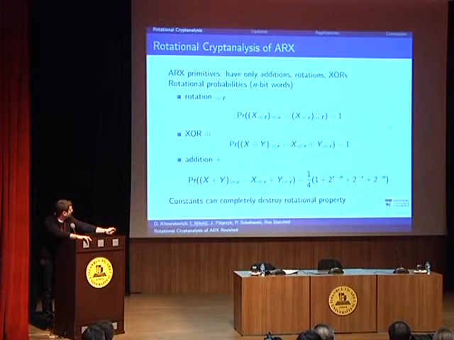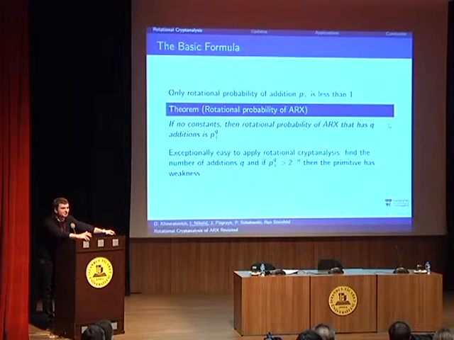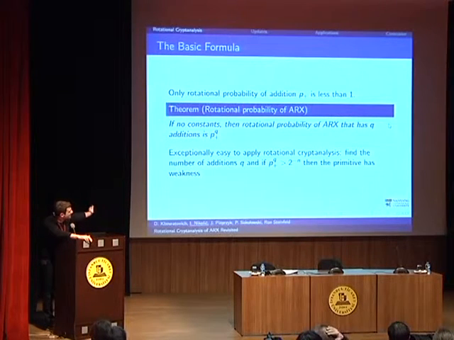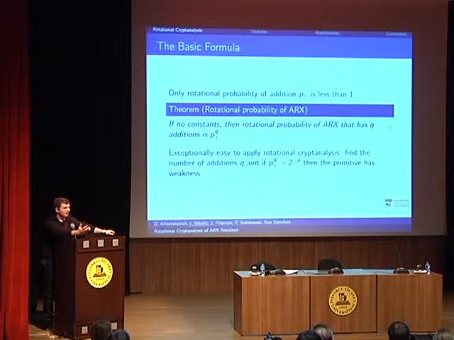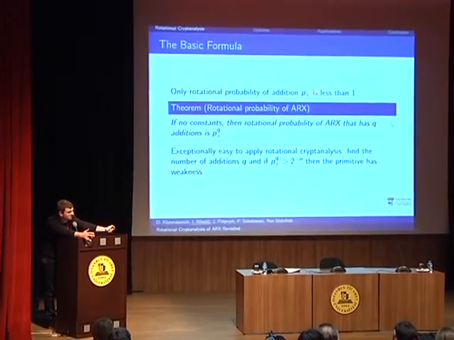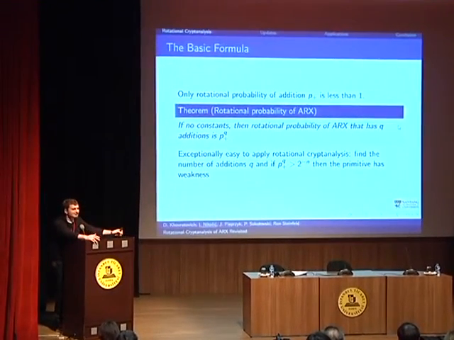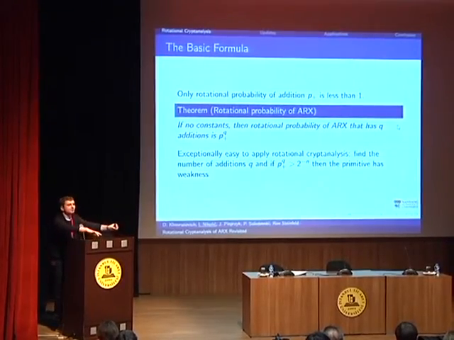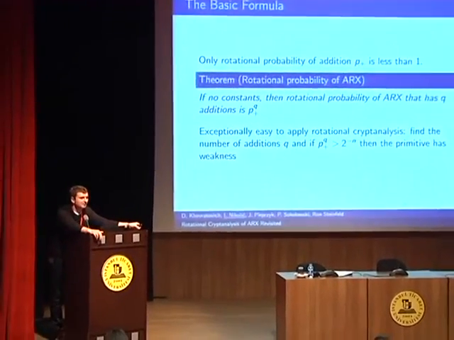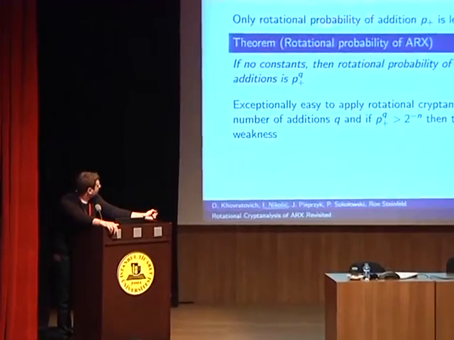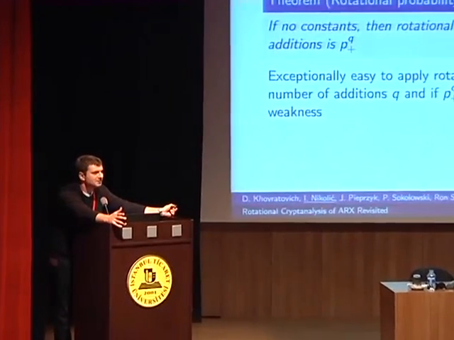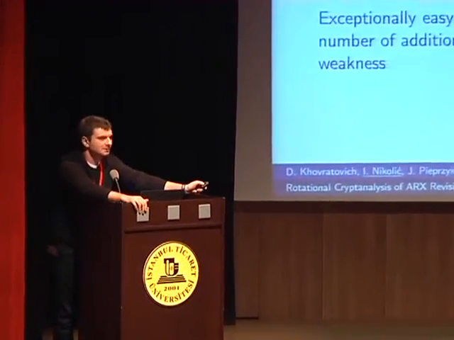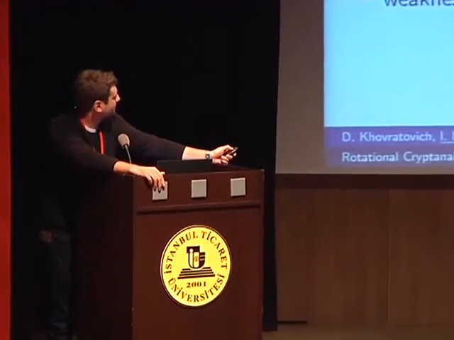Because only the additions have a rotational probability of less than 1, we can easily compute the rotational probability of ARX by this basic formula which says that, okay, if the rotational probability of one modular addition is P, and the ARX has Q modular additions, then the rotational probability of the whole primitive is P to the power Q. I mean, it's quite simple, right? I multiply Q times the rotational probability of one addition.